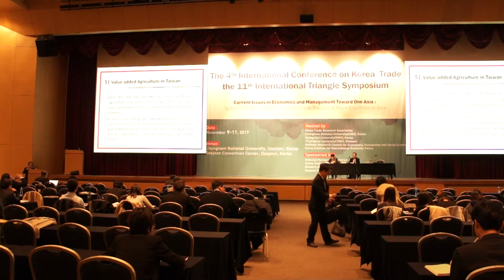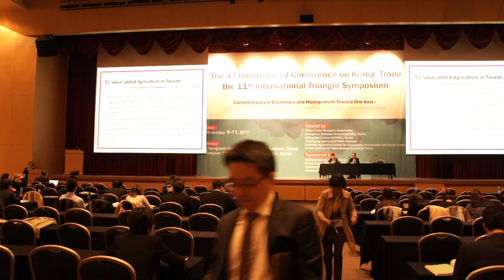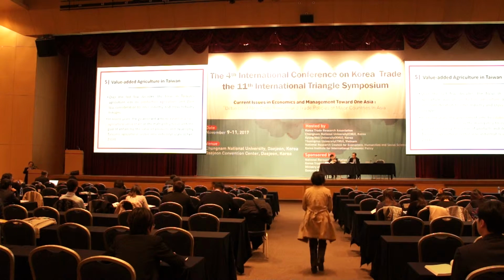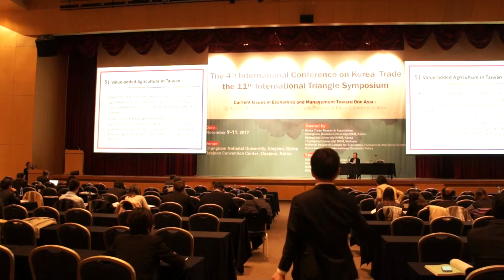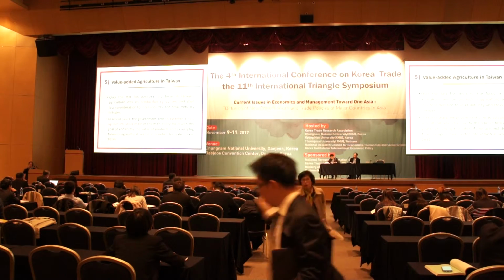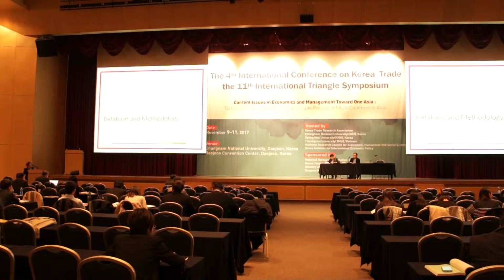Because right now our government's policy is also trying to shift from a production-based agriculture policy to a more whole food system-based agriculture. We want to create more value added for our agriculture and for our consumers. So this is a very important topic that we need a very good matrix or indicator for policy guidance.